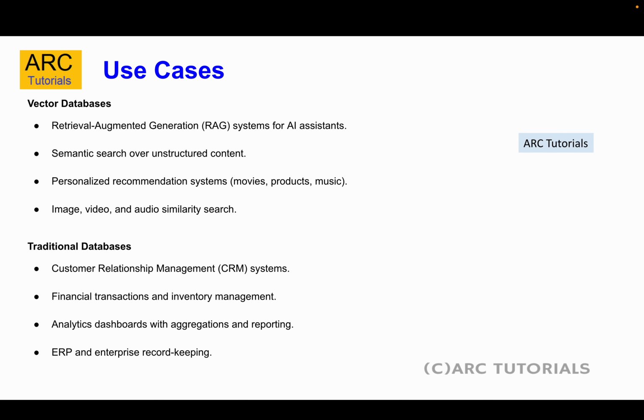Some of the use cases for vector databases are RAG, which is retrieval augmented generation systems for AI assistants. They can be used for semantic search over unstructured content. They can be used in personalized recommendation systems like movies, products, music, etc. Vector databases work equally well with image, video, and audio similarity search. Traditional databases are used in applications like a CRM, an ERP, or inventory management, analytics dashboards, and much more.